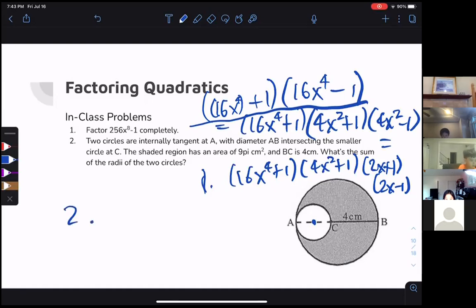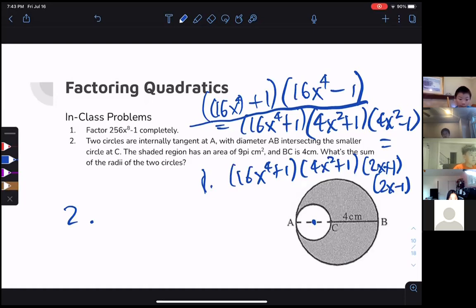For number 2, two circles are internally tangent. Diameter AB intersects the smaller circle at C. The shaded area, meaning this gray stuff in between, has area 9 pi centimeters squared. BC is 4. What's the sum of the radii of the two circles? All right, does anybody want to go over this problem? Or yeah, Vincent is volunteering.